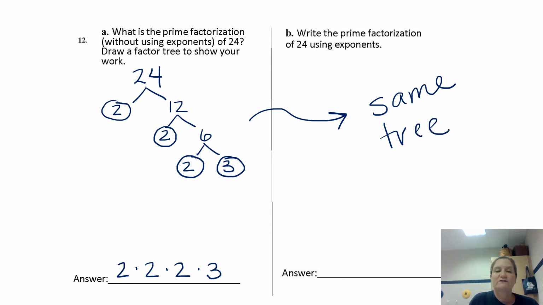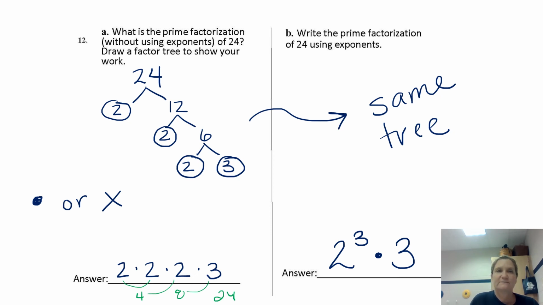But now we would just write 2 to the third power times 3. And again, for multiplication, you can use a dot or you can use an X. And you might want to double check. So let's just double check. 2 times 2 is 4. 4 times 2 is 8. 8 times 3 is 24. So always check your math just to make sure.